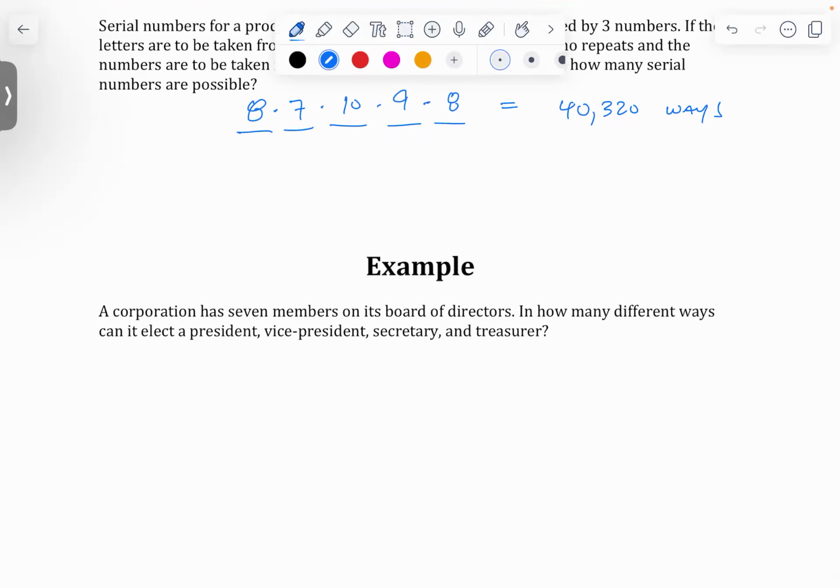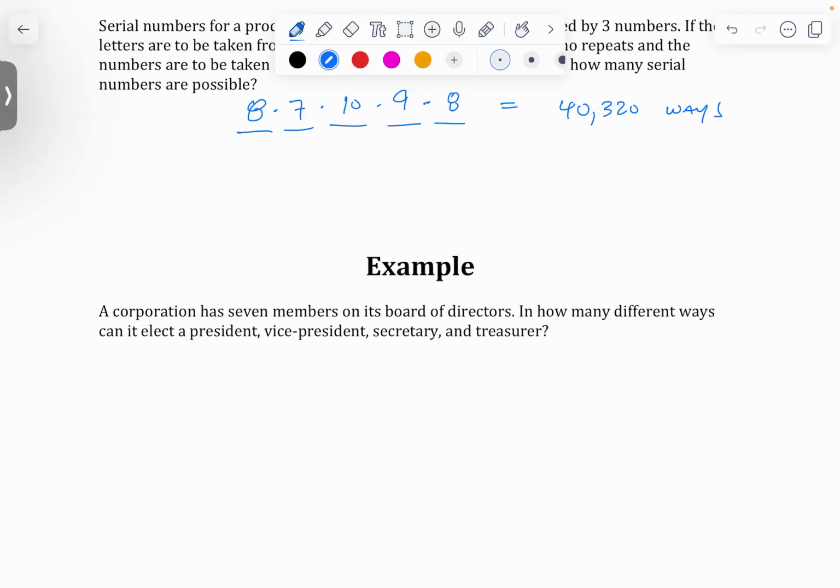So, a corporation has 7 members on its board of directors. In how many different ways can it elect a president, vice president, secretary, treasurer? So here's the big thing. Notice this one didn't explicitly say, like the last problems, that order matters and there are no repeats. But this is people. With people, usually you can't have repeats, because once you select a person, you can't put them back in and then select them again.